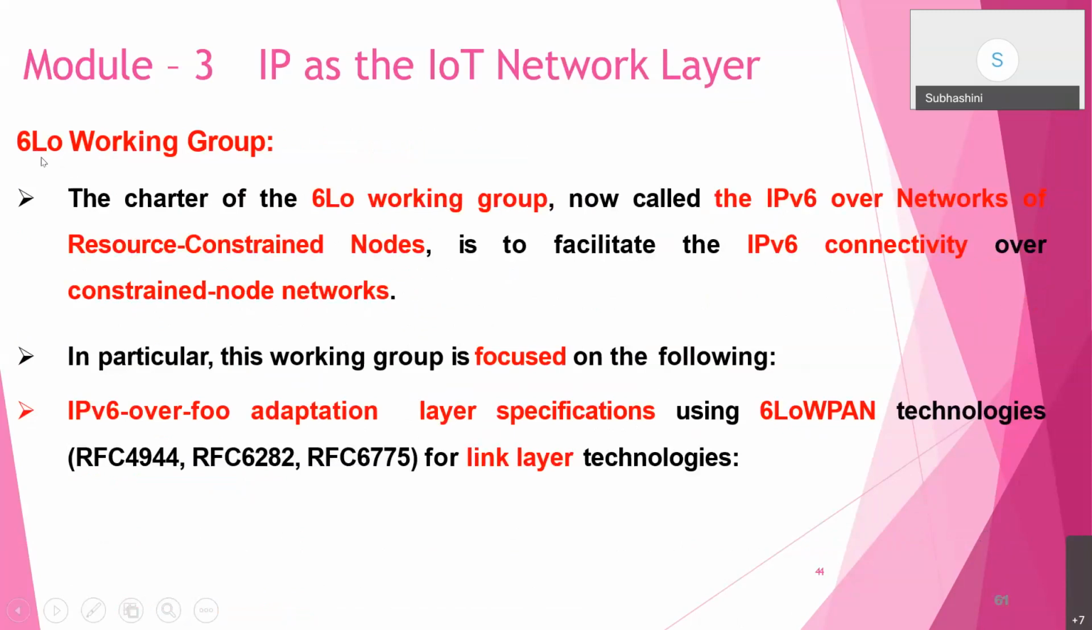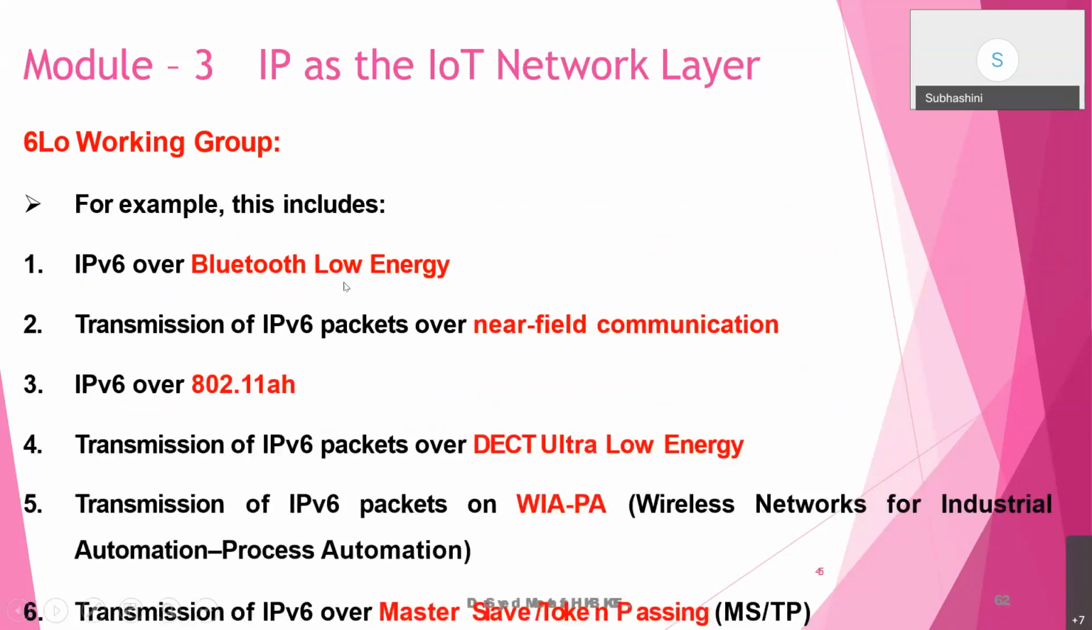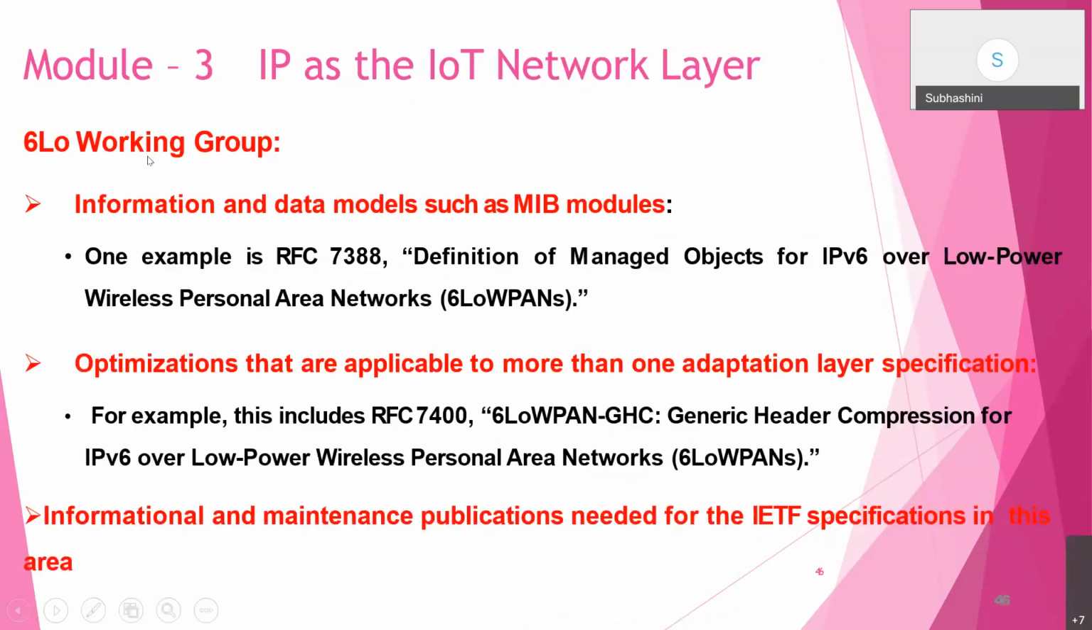Till now we discussed 6LoWPAN. Now we discuss 6LoW. 6LoW, what does it do? As you can see, even this is meant for adaptation. Even this does adaptation for IPv6 networks. And you can see it is intended for 6LoWPAN over BLE, Bluetooth Low Energy. It is used for NFC, used in 802.11ah. In a sense, adaptation of IPv6 with 6LoW is done in all these technologies. Then you have DECT, WIA, and MS/TP. In all these cases, for IPv6 adaptations or optimizations, we use the 6Lo group.